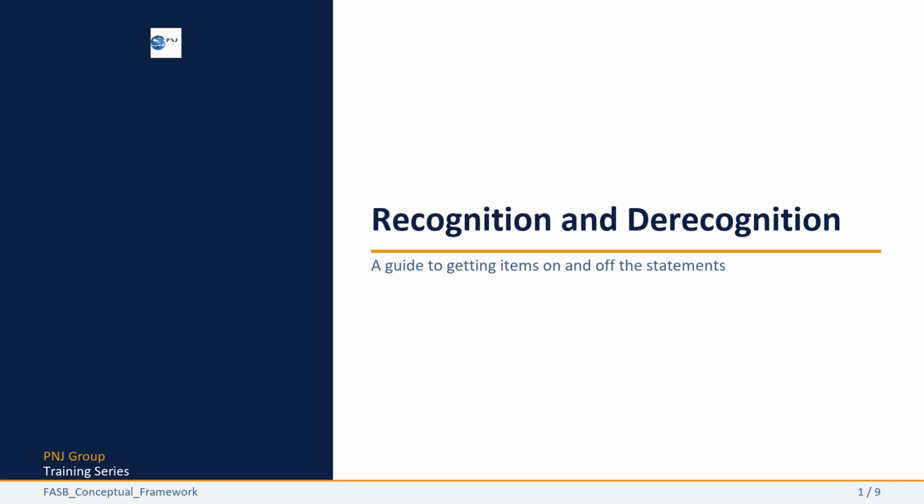Welcome back to the PNJ Group series on the FASB Conceptual Framework. We now know the 10 elements, but meeting the definition of an asset or a liability is only half the story. The next question is whether that item actually belongs in the numbers on the face of the statements or only in the footnotes. That is the job of recognition, and its counterpart, derecognition. This is where definitions turn into journal entries, so let's get it right.